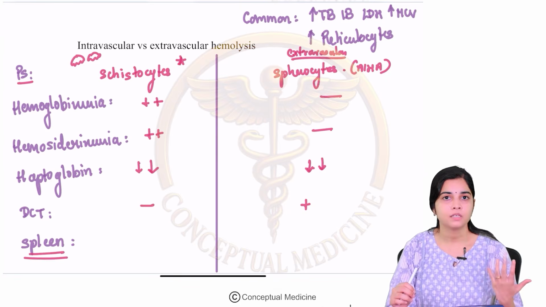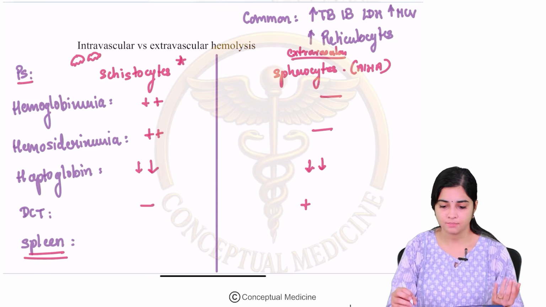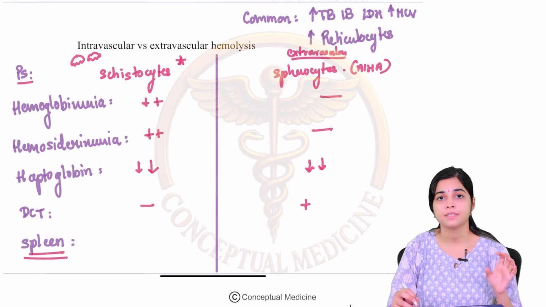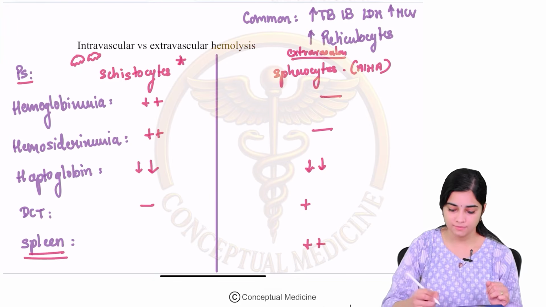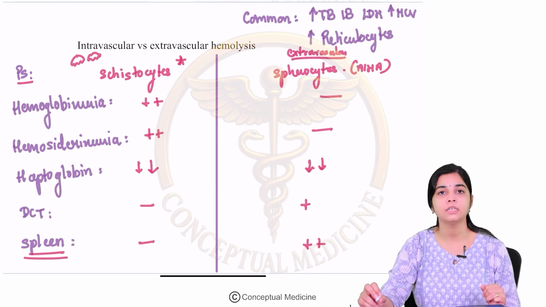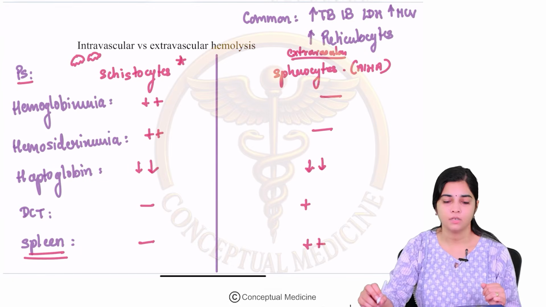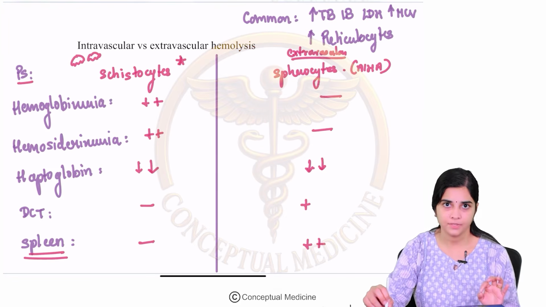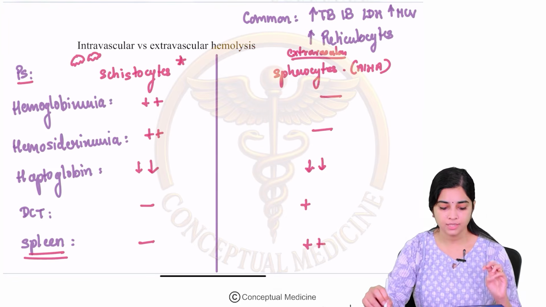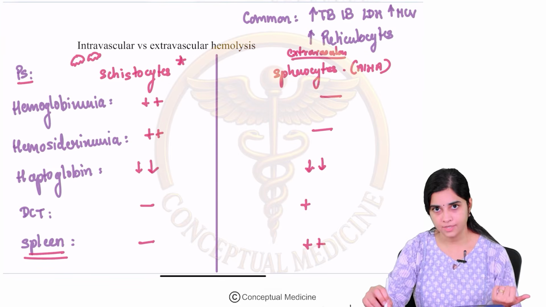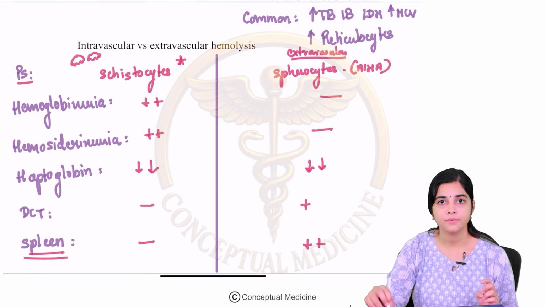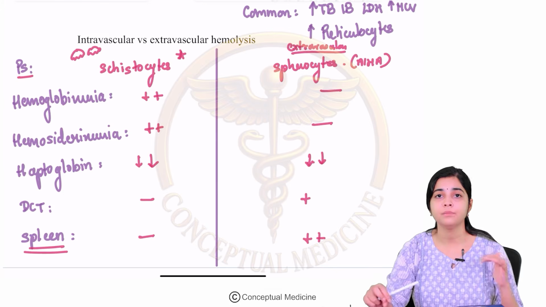And splenomegaly is seen in what? If we just apply our common sense, extravascular hemolysis is where there is destruction of RBCs in the graveyard of RBCs, which is the spleen, and hence splenomegaly is seen in extravascular hemolysis, which is not seen in intravascular hemolysis. Okay, so these are the major differences between intravascular and extravascular. So always remember hemoglobinuria, hemosideruria is found in intravascular, whereas splenomegaly is more common in extravascular hemolysis. Alright, fine. So now with this we have understood the basic approach.